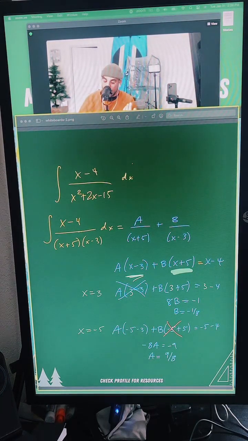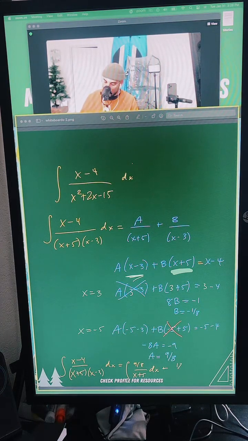And then now we're going to have this amazing integral. We have the original one. And then so if we're using partial fractions, this is going to become the integral of 9/8 over x plus 5 dx plus the integral of 1/8 over x minus 3 dx.